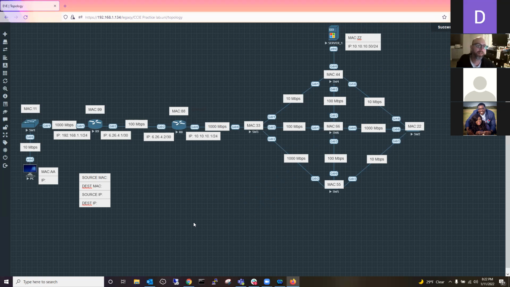Oh, so it doesn't have an IP address. It does not. That's why it's blank. Okay. The PC does not have an IP address, and so in order to get it, it would use the DHCP server DORA.